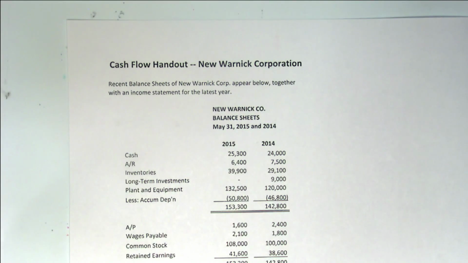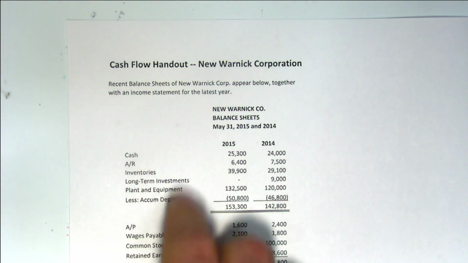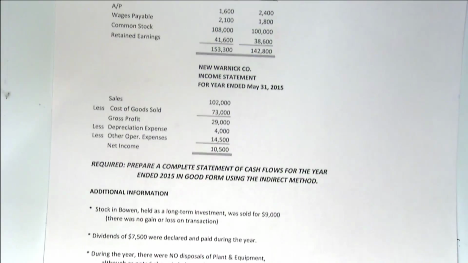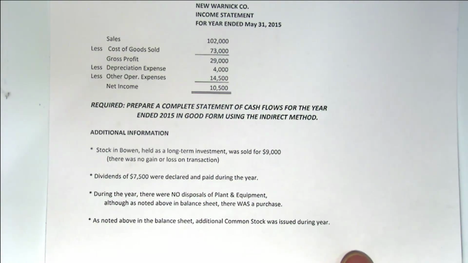I will say this at the end. Remind me to say this at the end too. But I'm going to give this to you all here in a little bit. There is a cash flow statement called the New Warnick Corporation. You folks at home, you should have this in your handout somewhere.